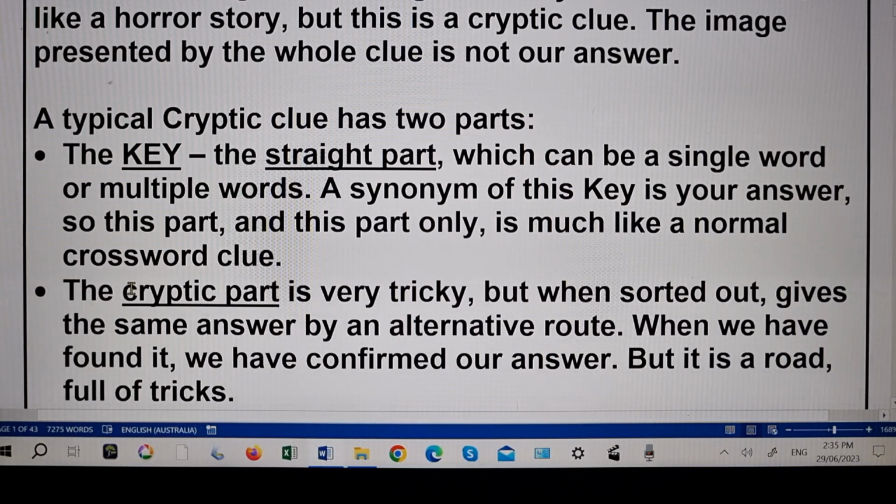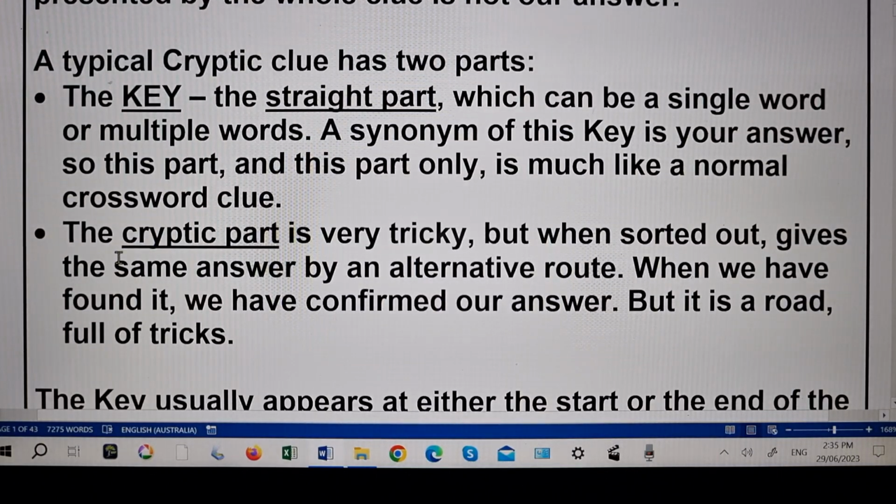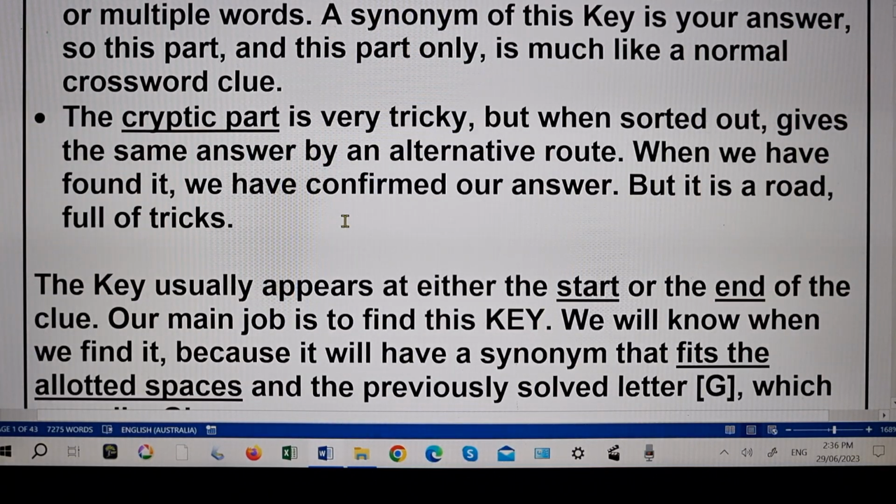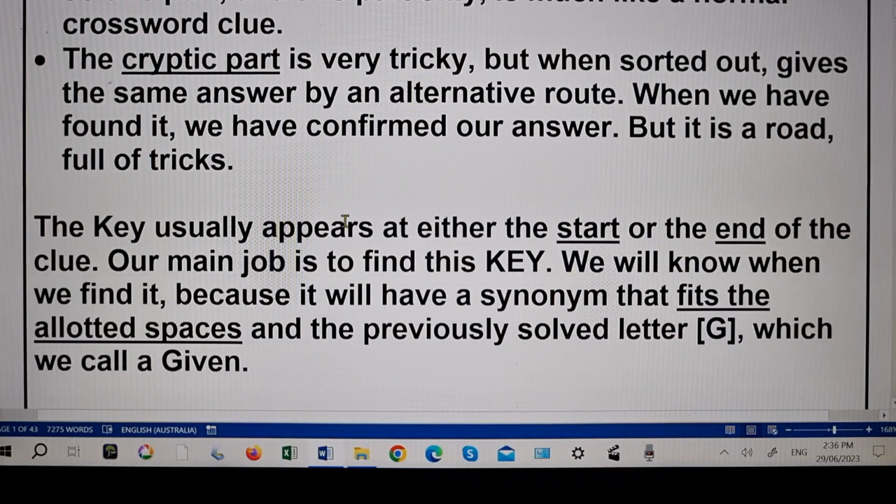A typical cryptic clue has 2 parts. The key, which is the straight part, which can be a single word or multiple words. A synonym of this key is your answer. So this part, and this part only, is much like a normal crossword clue. The cryptic part is very tricky, but when sorted out, gives the same answer by an alternative route. When we have found it, we have confirmed our answer, but it is a road full of tricks.